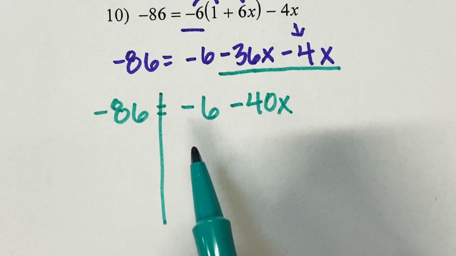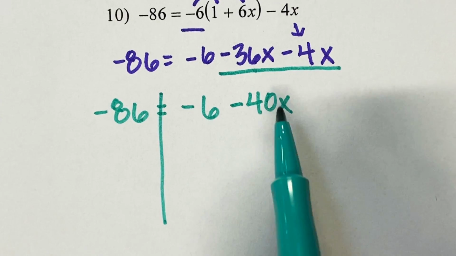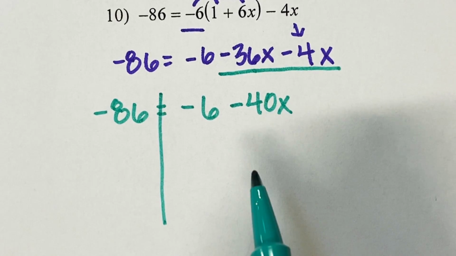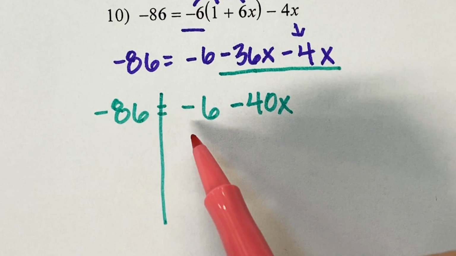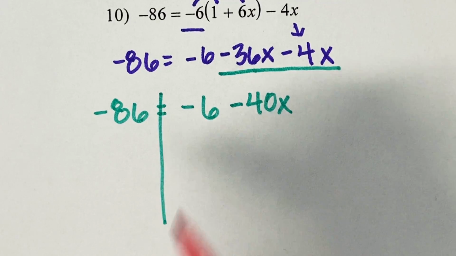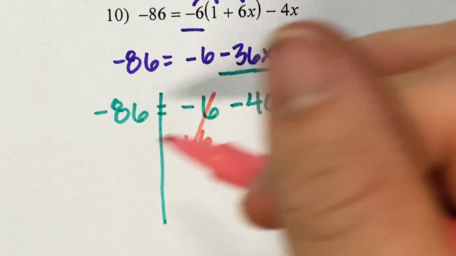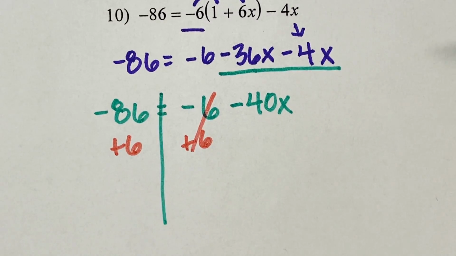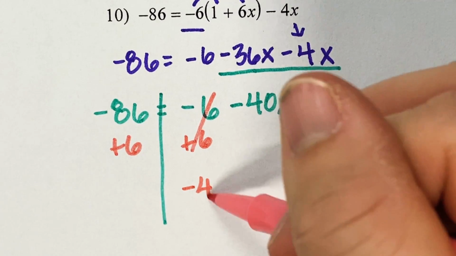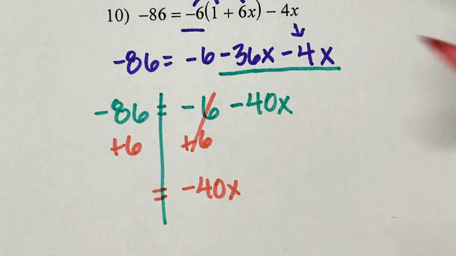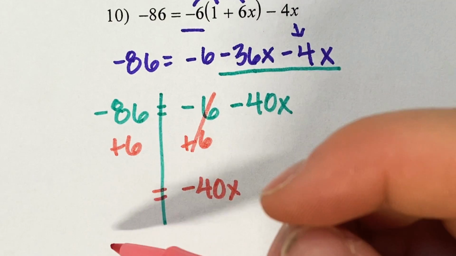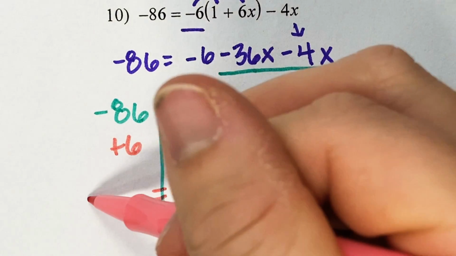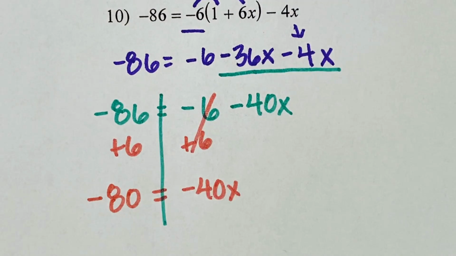I have this negative 6 out front and then this negative 40 that's being multiplied to the x. Which do I need to get rid of first? I need to get rid of this minus 6. What is the opposite of minus 6? It's to add 6. So negative 40x is left over equals negative 86 plus 6. We're moving towards the positives here. That's going to leave me at negative 80.